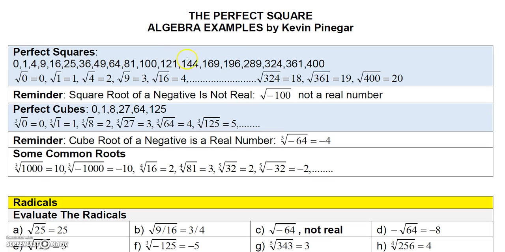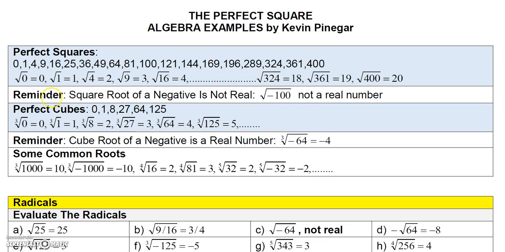And then if you get over here further, square root of 324, 324 is a perfect square because it's the same as 18 squared. So square root of 324 is 18. Square root of 361 is 19. Square root of 400 is 20, and so forth.